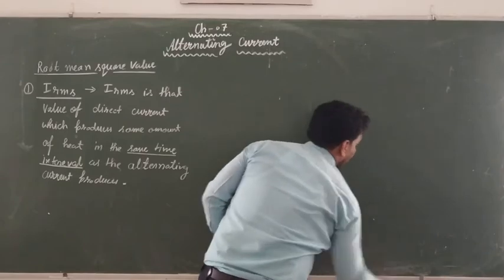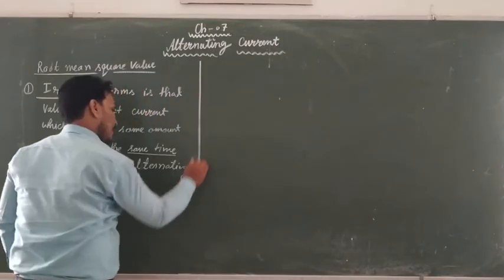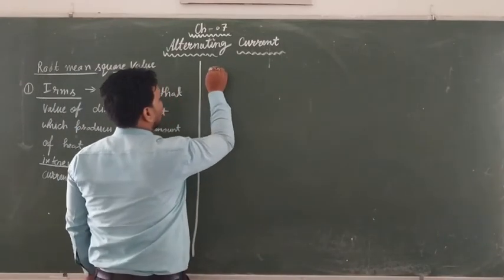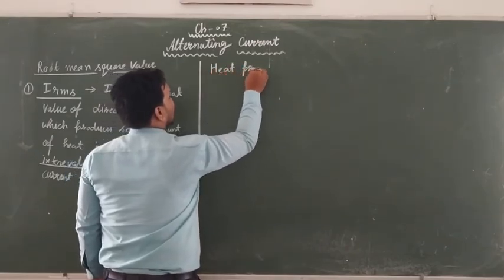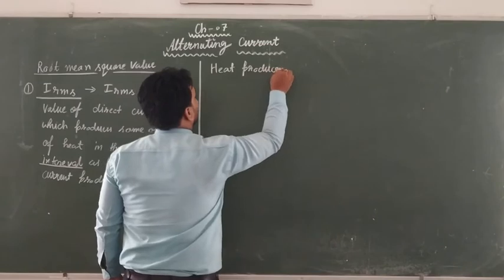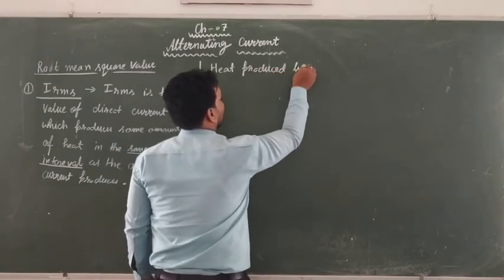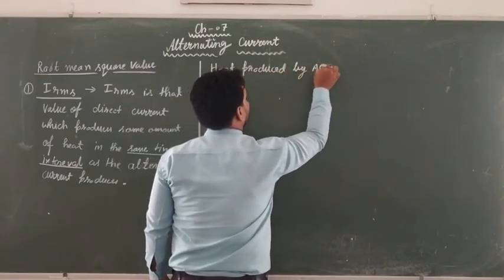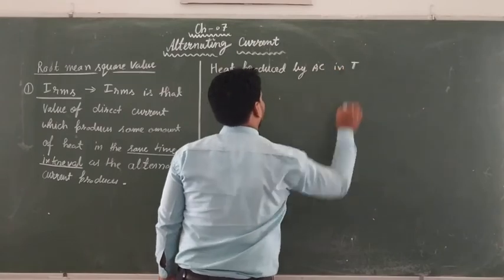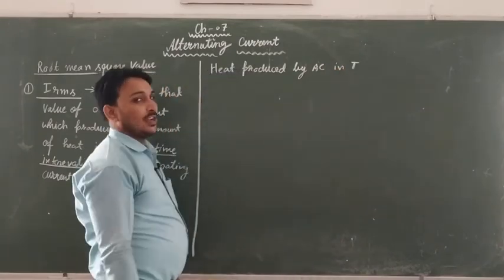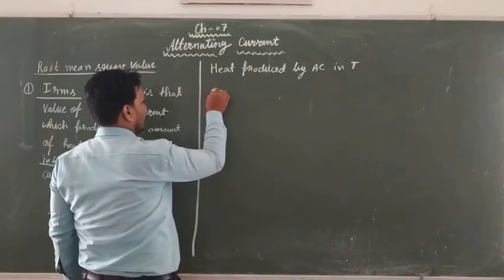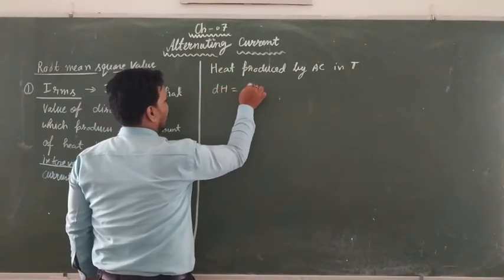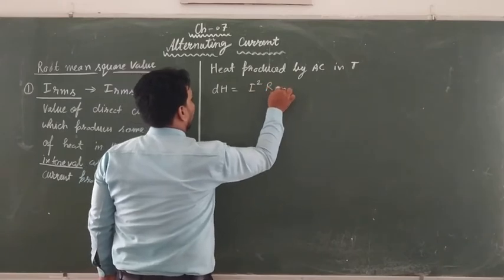So what are we going to write? We are going to write, like we say, heat produced by AC in capital T. Capital T is the time interval, one time period. So it is going to be dH = I²R dt.